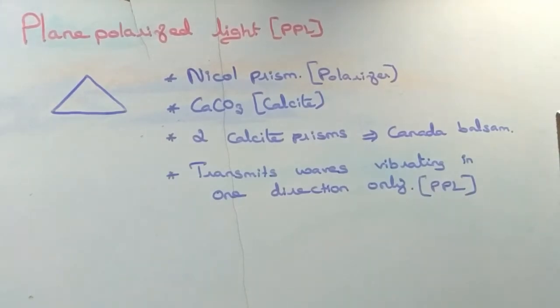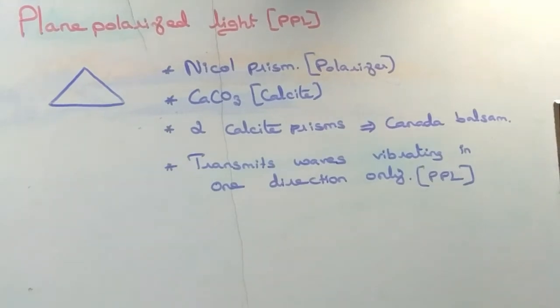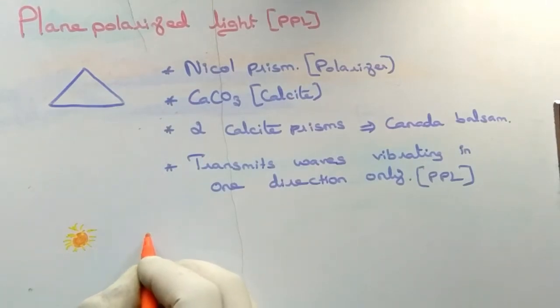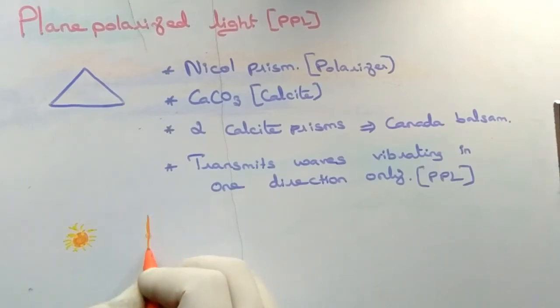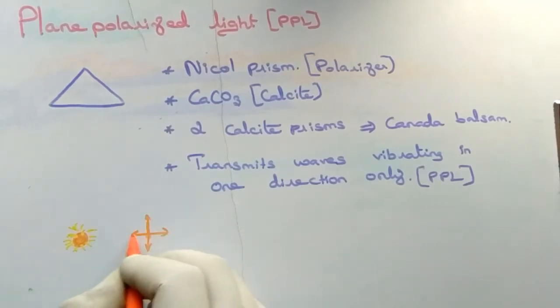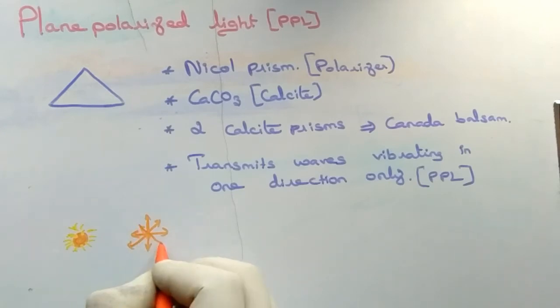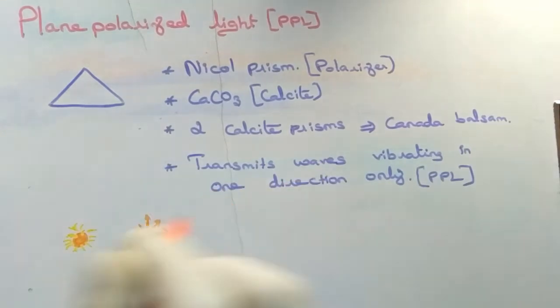Let's see with an example. Usually we draw the sun like this to denote that the light particles are vibrating in all directions. So this is how we draw the sun. If it is a light particle, it will be vibrating in all directions. This is how it will be vibrating.